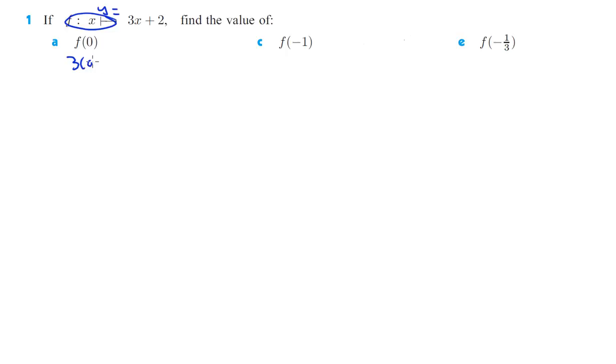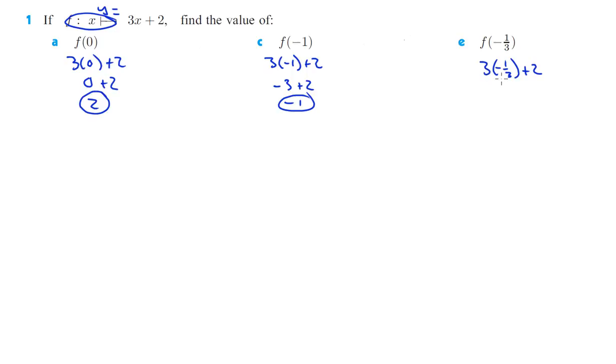So we go 3 times 0 plus 2 is 0 plus 2 gives us 2. Okay? Same thing here. 3 times negative 1 plus 2, negative 3 plus 2 gives us negative 1. And on this one here, 3 times negative 1/3 plus 2. A third of 3 is 1, and then there's the negative in there, so that's negative 1 plus 2 gives us positive 1. Okay? All right.